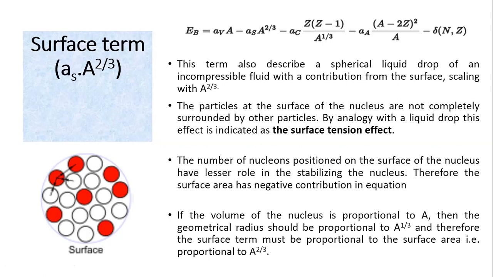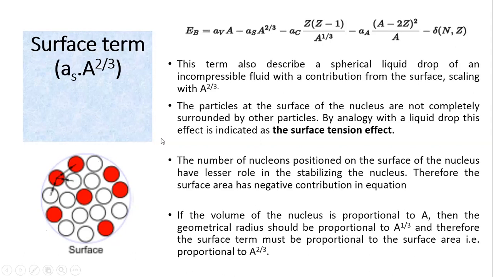Therefore, the surface area has a negative contribution in the equation, because the more there are on the surface, the more tension there will be. That means these are going to destabilize the nucleus. So that's why it has the minus sign.